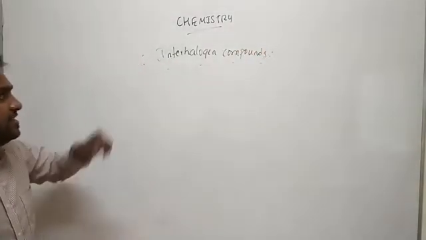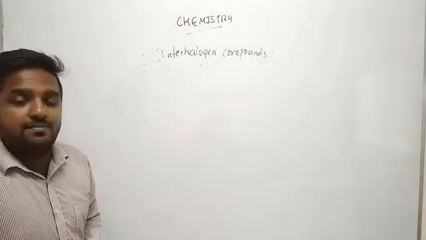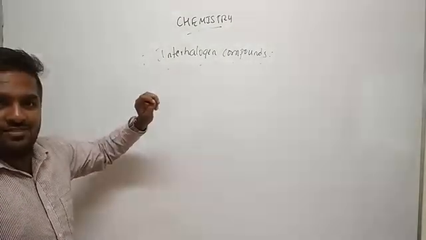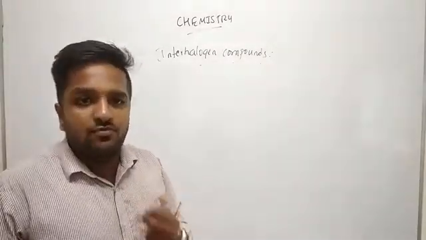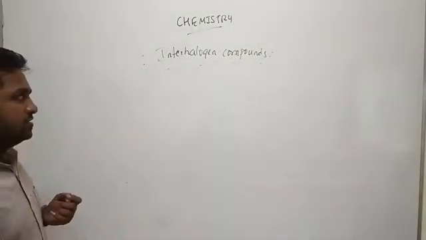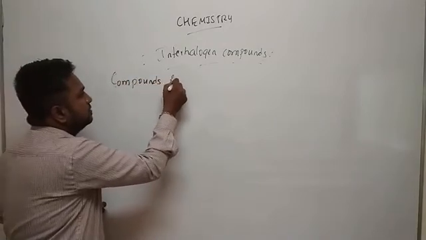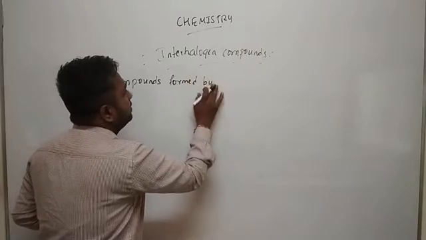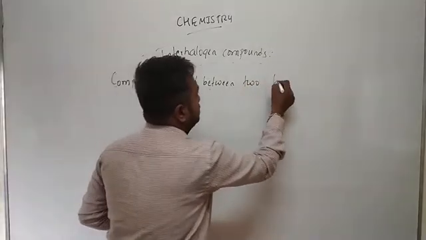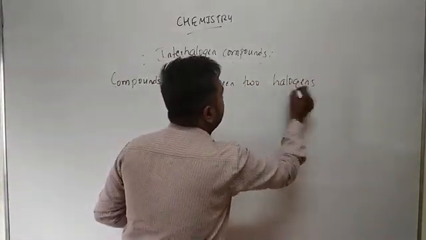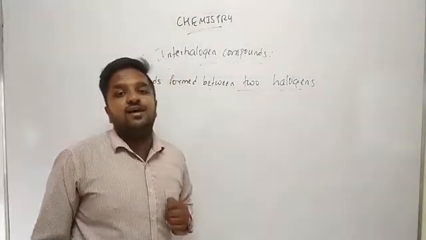So if you just look at this word interhalogen compound, what does it mean? Interhalogen means between two halogens. So the compound which is formed due to the combination of two halogens, we call it interhalogen compounds. Let me write it. Compounds formed between two halogens. We call it interhalogen compounds.